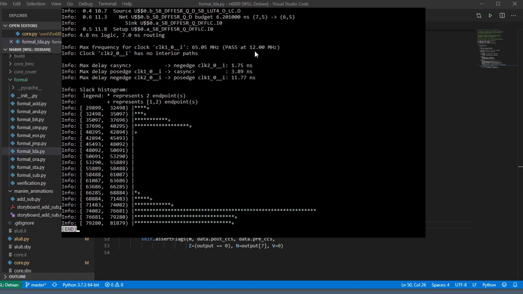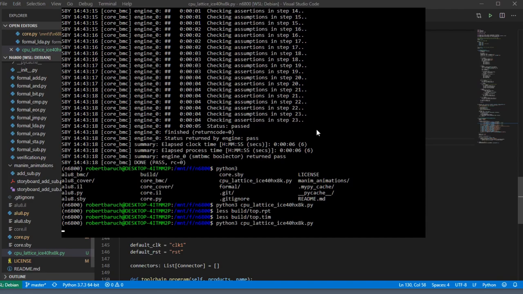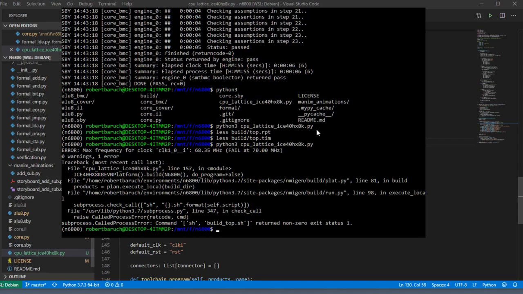I kind of wonder what happens if I set the clock to 70 megahertz. I'll just go ahead and quickly do that. Okay, just for fun. Well, I guess that means it failed. Yep, the maximum clock frequency was 68 megahertz, so it just didn't work. Okay, well, that's fine. Again, maybe optimization will solve this. So that's where we are right now.